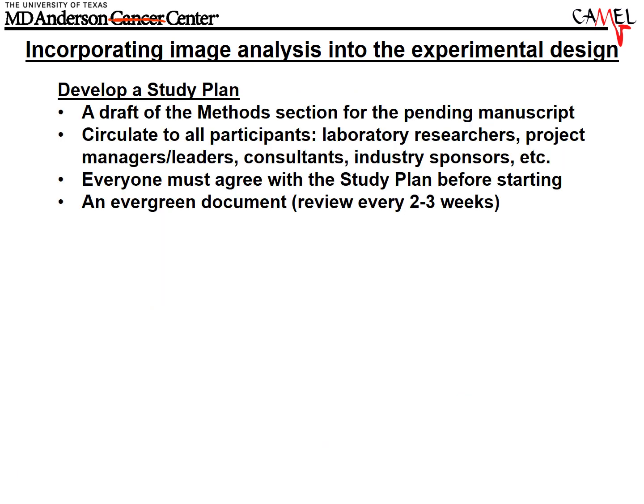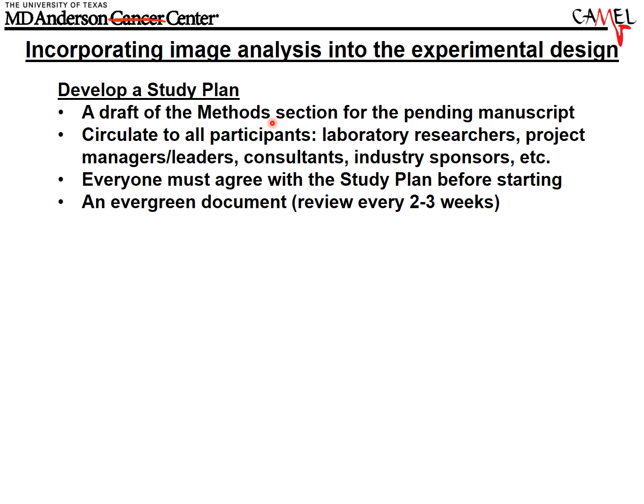This is my personal paradigm for setting up a study. We have a rather business-like approach at MD Anderson. We like to create a study plan, which is really a draft of the methods of the pending manuscript. And it can be quite detailed.